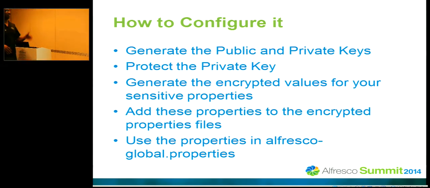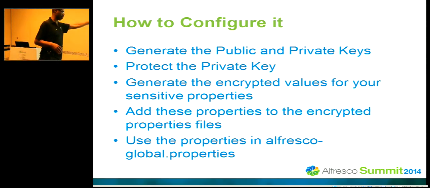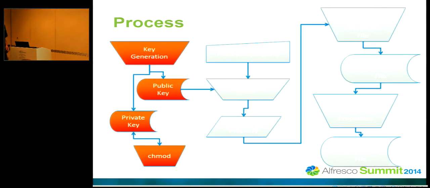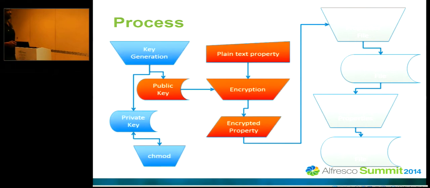So how do we configure it? We generate the public and private keys, we protect the private key, we generate the encrypted values for the sensitive properties, add them to the encrypted properties file, and use those encrypted properties in the Alfresco global properties. The way we do this, we have the key generation that we go through, then we have the public key and the private key that's generated, and then we use chmod to actually protect the private key so that nobody who's not supposed to can get access to it. Next, we take the plain text property, we run the encryption utility, which uses the public key, and it outputs an encrypted property that we would then use.